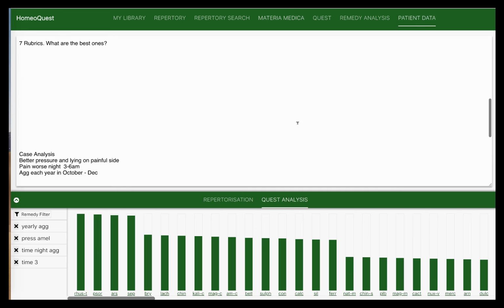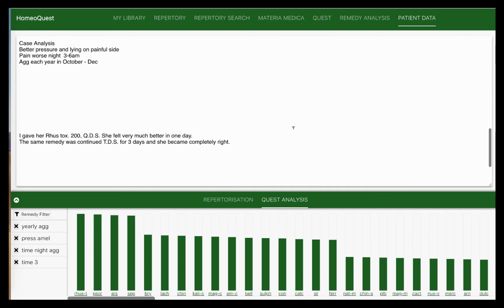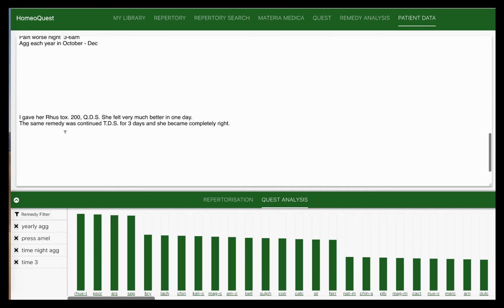Let's look at what happened to the patient. So that's what happened. Farokh gave her Rhus tox 200 QDS. She felt very much better in one day. So the same remedy was continued, but 3 times a day now for 3 days, and she became completely all right.